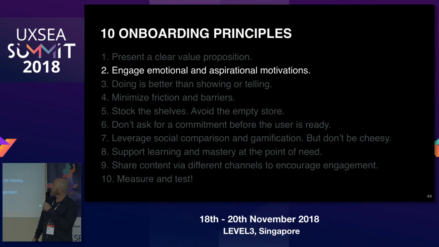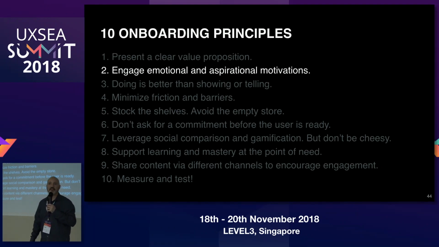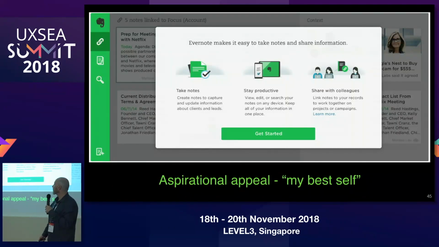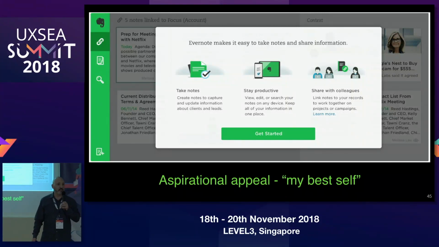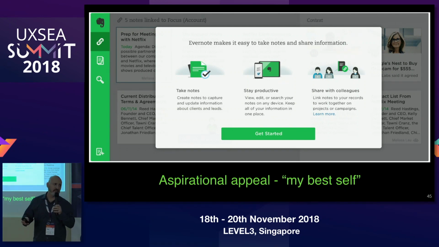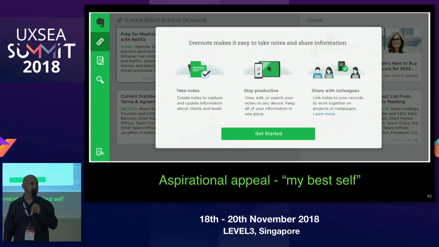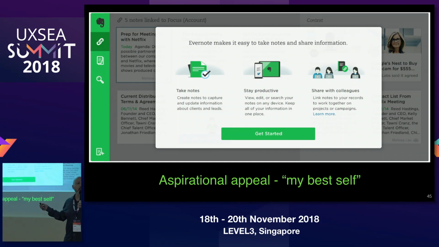Okay, engage emotional and aspirational motivations. We talked about this and how we are creatures of wanting to improve, and so of course a principle would be engage that desire. So here's an aspirational appeal. This is from Evernote. It's kind of losing popularity because they've made some odd choices regarding pricing and product positioning. But look at how well they present your better self.